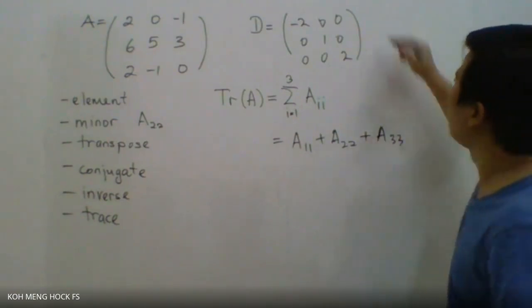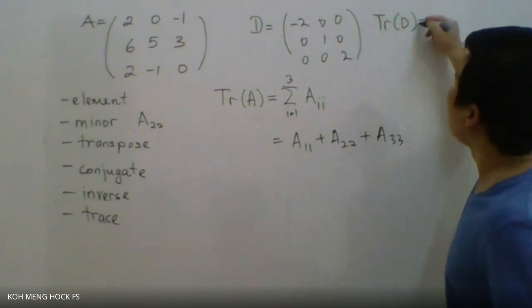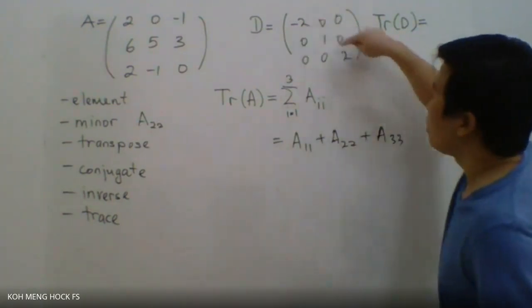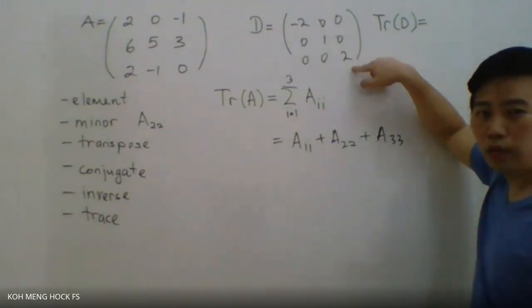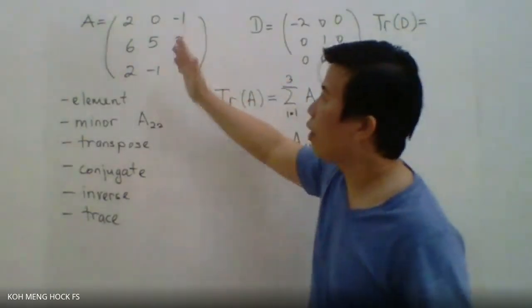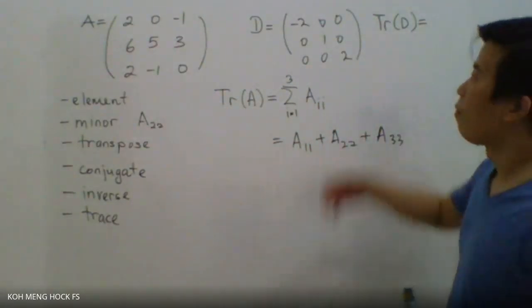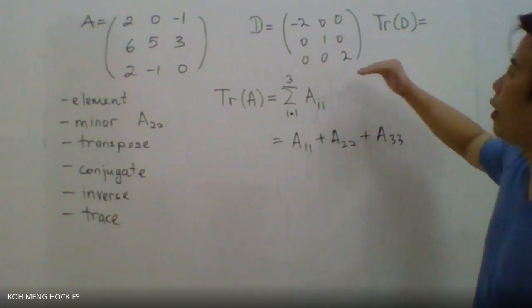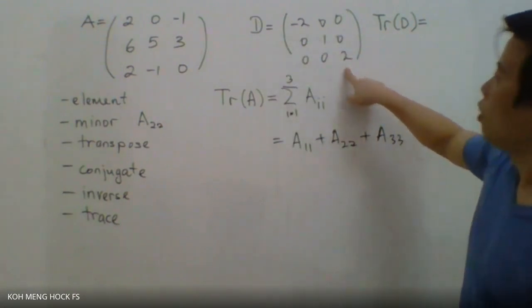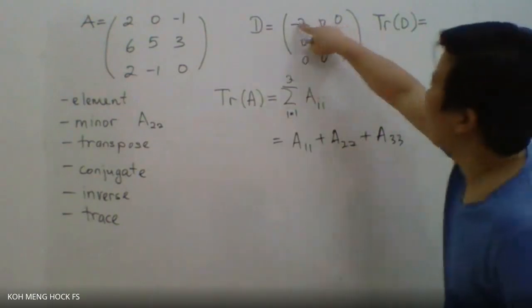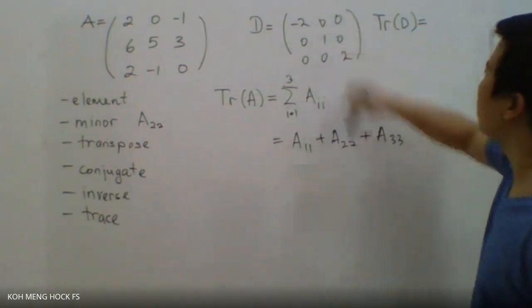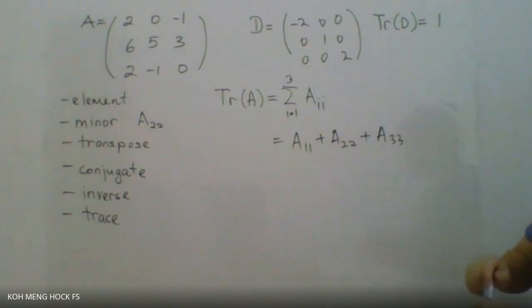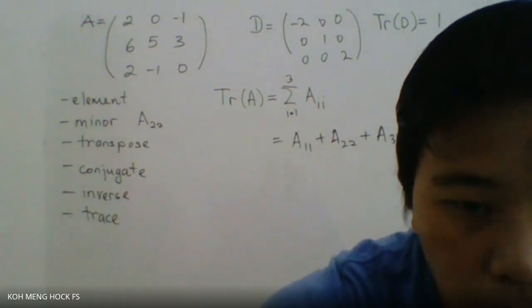Because the others are all 0 except for the diagonal part. In this case, the trace of D is very straightforward because these values are just the eigenvalues of your matrix. After you have diagonalized A, you have this matrix, and your eigenvalues are -2, 1, 2. So the trace of this matrix is simply -2 plus 1 plus 2, which equals 1. So that is the trace of the matrix. Now let's go to the next one.